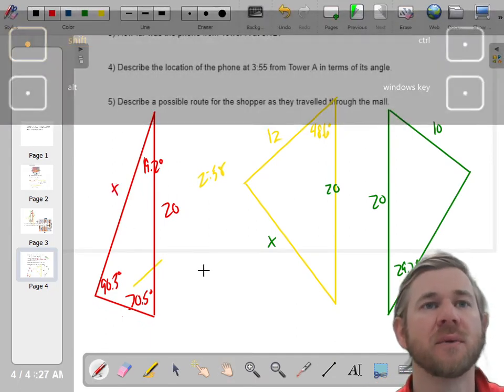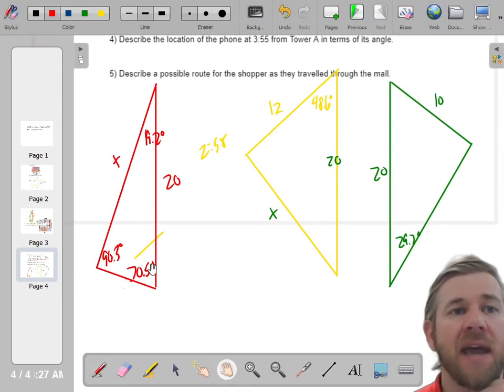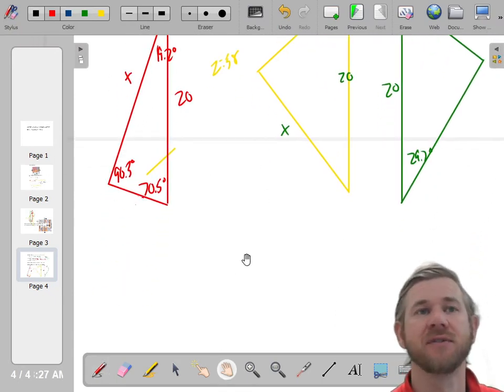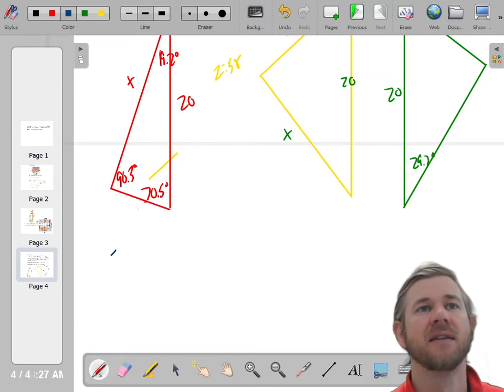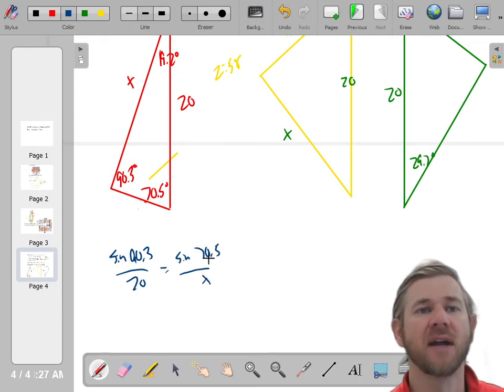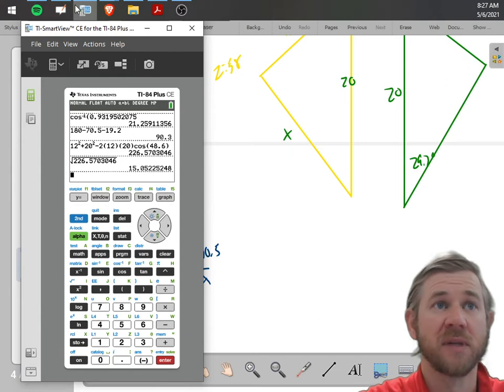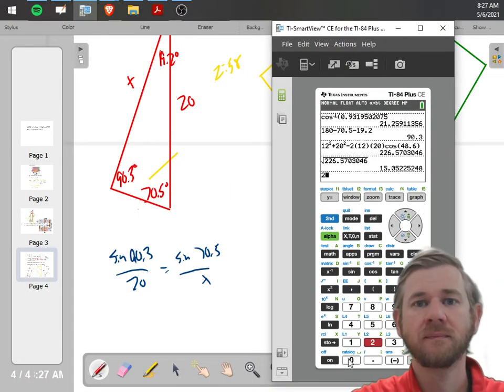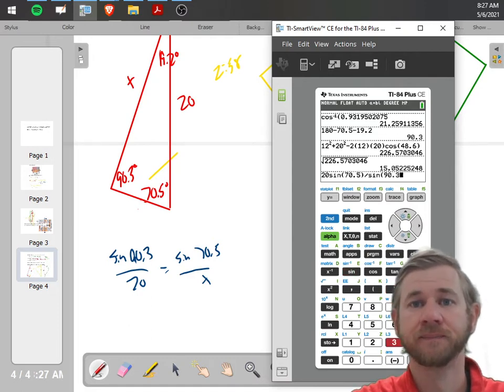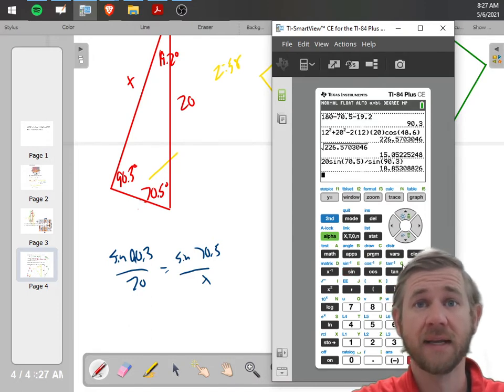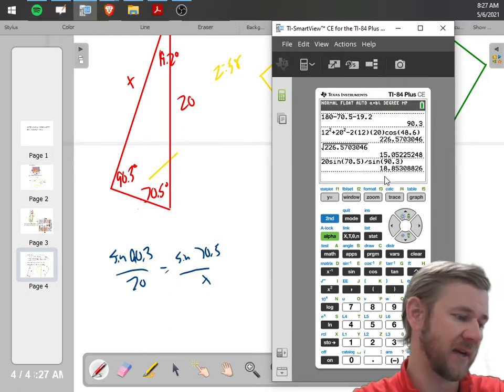That's my unknown for this one. What information do I have? Angle, side, angle. Hey, I can do law of sines for this one. Nice. So I'll say the sine of what angle side pair do I have? 90.3 over 20 is the sine of 70.5 over x. And now I will cross multiply and get x is 18.85.